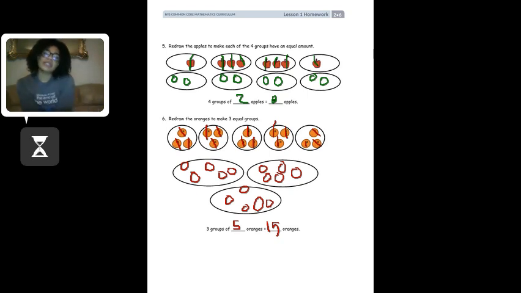So I'm going to restate that again to make sure it's cleared up. So we know that 5 plus 5 plus 5 is 15. And 3 times 5 is 15. And 3 multiplied times 5 is 15.